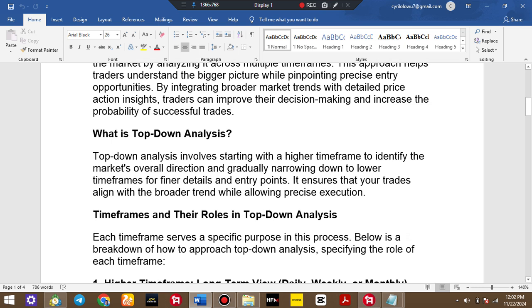Top-down analysis involves starting with a higher time frame to identify the market's overall direction and gradually narrowing down to a lower time frame for finer details and entry points. It ensures that your trades align with the broader trend while allowing precise execution.